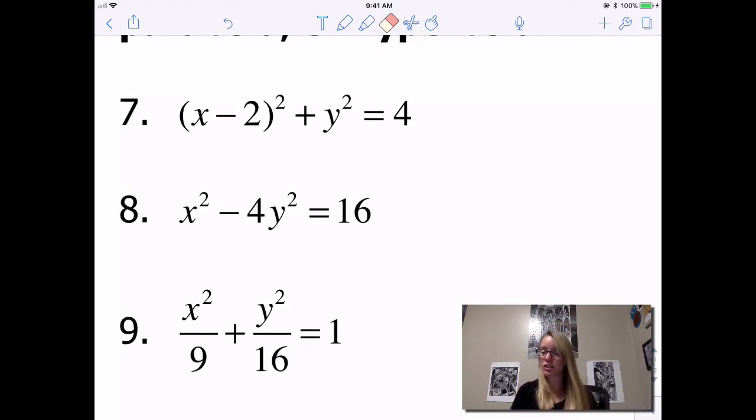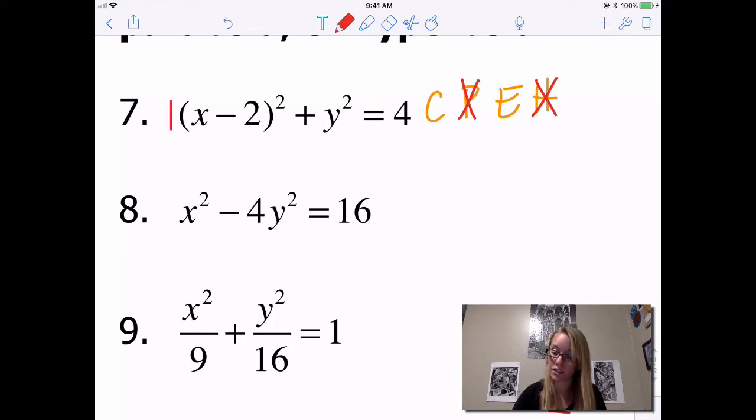So number 7 is x minus 2 squared plus y squared equals 4. So I have two things squared, so not a parabola. Let's go circle, parabola, ellipse, hyperbola. It's definitely not a parabola because both things are squared. Then I look at, there's a plus in the middle, so it can't be a hyperbola because hyperbolas have a minus in the middle. So it's either going to be a circle or an ellipse. This is where you've got to look at the coefficients. I've got a 1 and a 1. Since those coefficients are the same, it can't be an ellipse, so it's got to be a circle. So I go by process of elimination with this.